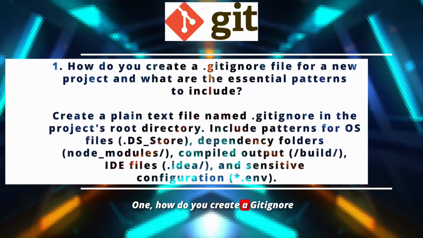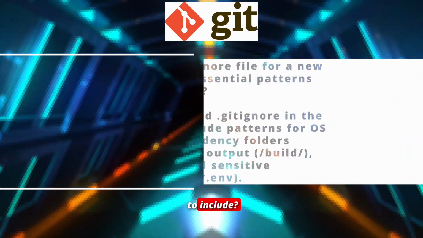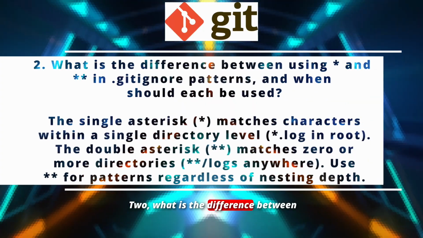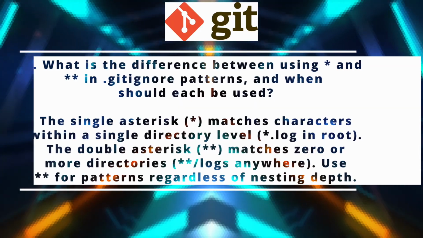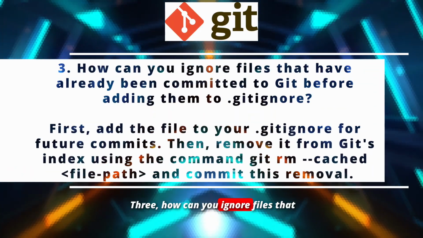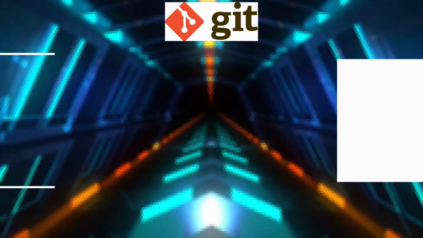1. How do you create a gitignore file for a new project, and what are the essential patterns to include? 2. What is the difference between using and in gitignore patterns, and when should each be used? 3. How can you ignore files that have already been committed to Git before adding them to gitignore?